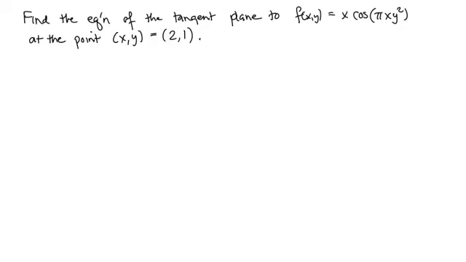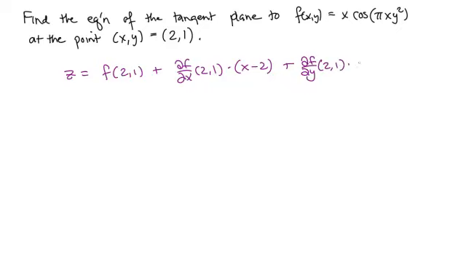Let's try a slightly less trivial example. Let's find the equation of the tangent plane to the function f of x,y equals x times the cosine of pi x y squared at the point x,y equals 2, 1. Now the equation of the tangent plane is z equals the z value, f of 2, 1, plus the slope in the x direction, del f del x of 2, 1, times the change in the x values, x minus x naught, plus the slope in the y direction, at the point 2, 1, times the change in the y values, y minus y naught.